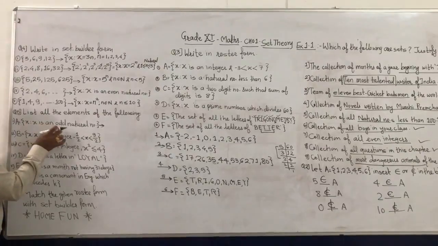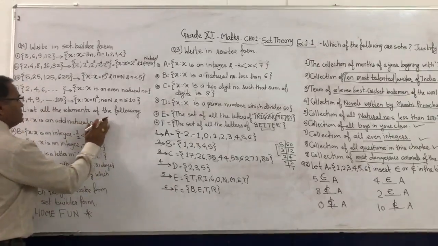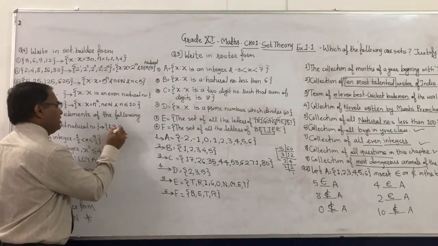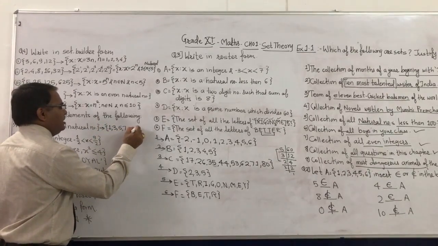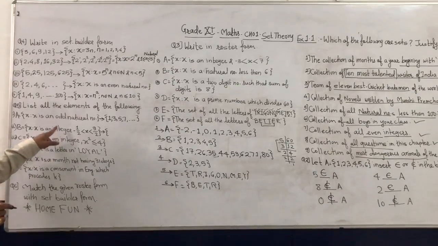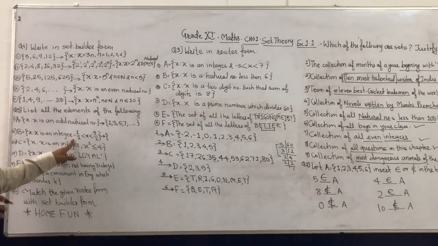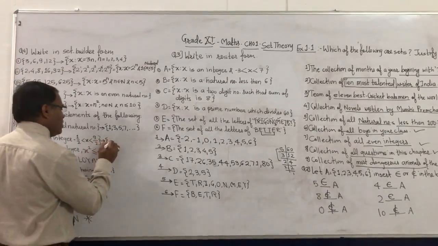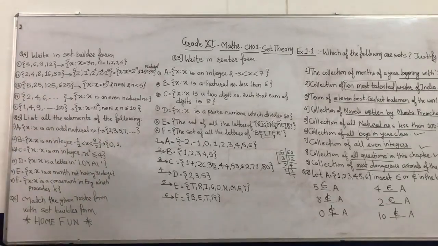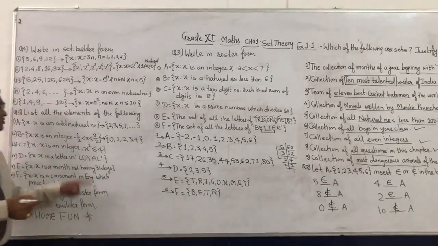Now x is an odd natural number. It means we have to write it in roster form. Odd means it will start like this: 1, 3, 5, 7 and so on. Now x is an integer greater than minus half. Minus 1 by 2 is not an integer. Greater than minus half will be 0, then 1, and so on. 9 by 2 is 4.5, and 4.5 is not an integer. So it will be 1, 2, 3, 4.